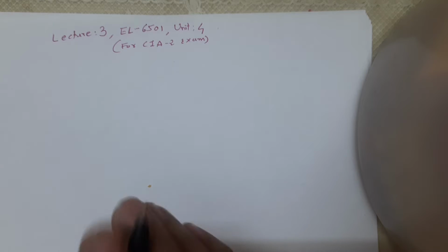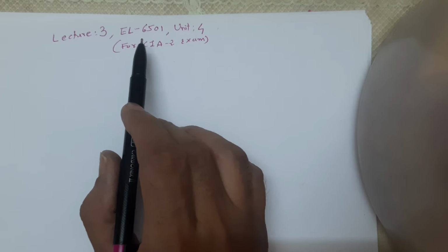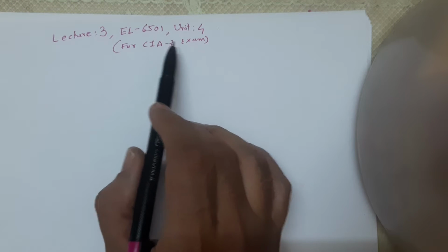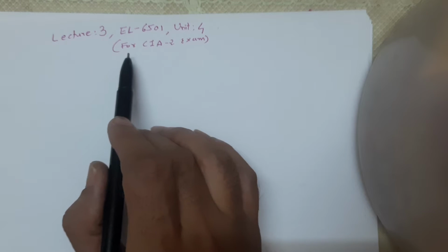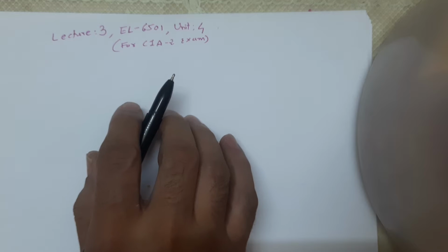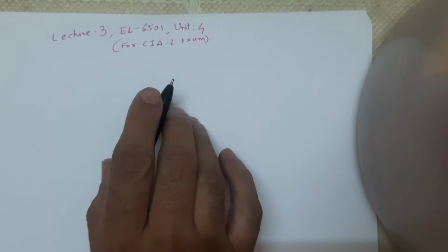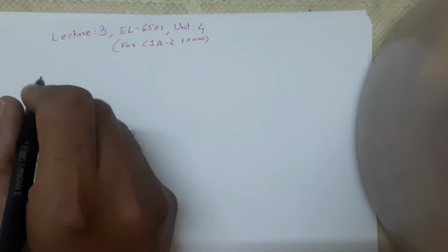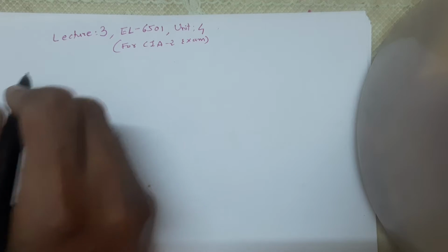Now, this is your lecture number 3, paper EL 6501, unit 4. This is for the CIA 2 exam. We are discussing, last time we discussed, the triac operation.